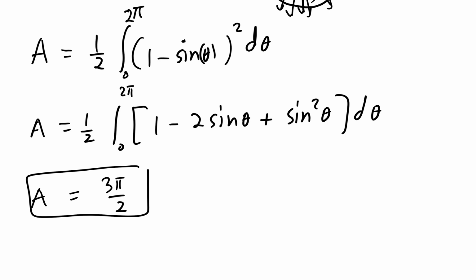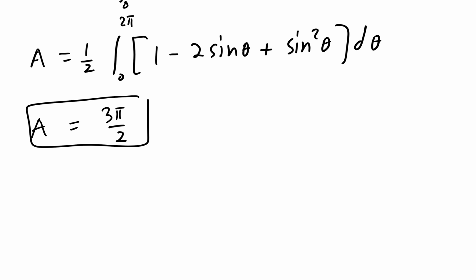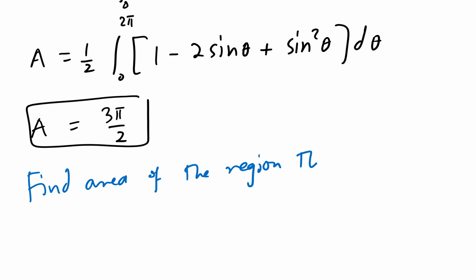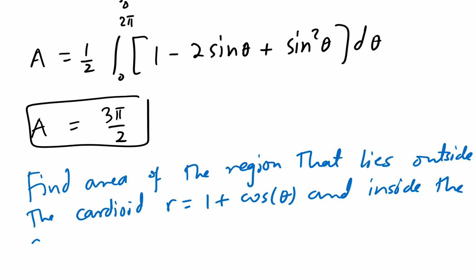So this is another example. Now, how can they make it a little bit more difficult? They can ask: find the area of the region that lies outside the cardioid r equals 1 plus cosine theta, and inside the circle with the equation r equals 3 cosine theta.